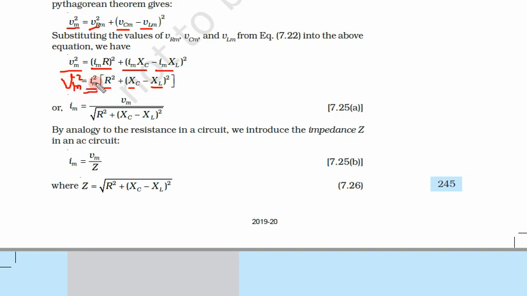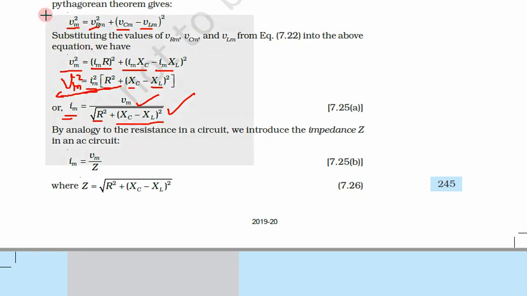Now from this we get Im square is equal to Vm square divided by R square plus Xc minus XL square. So we take this to this side. Now let us take the square root. Im must be equal to Vm divided by the square root of R square plus Xc minus XL whole square. So this is the relation between Im and Vm.